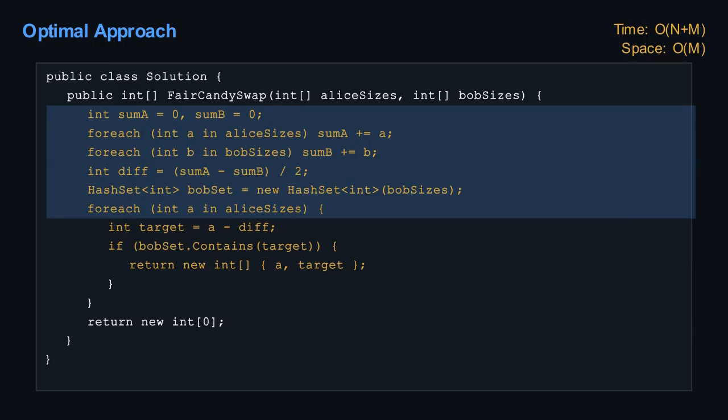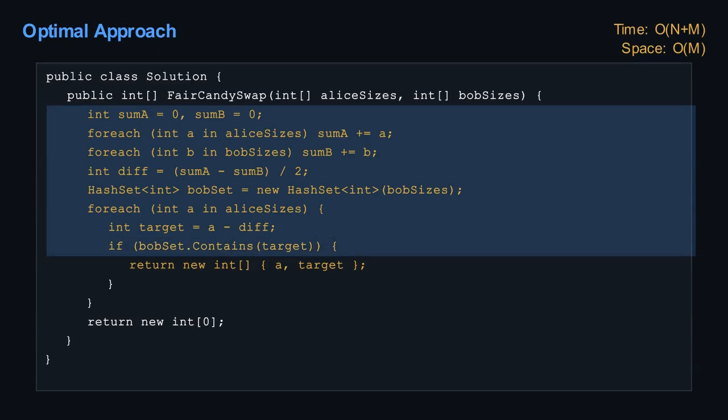Once Bob's candies are in the hash set, we go through each of Alice's candies one by one. For each of Alice's candies, let's call its size current A. We calculate the target size that Bob must have for the swap to work. Using our formula, target equals current A minus diff. Then, we use our superfast hash set to ask, does Bob have a candy of this target size? If the answer is yes, then we found our pair. We return current A and target.